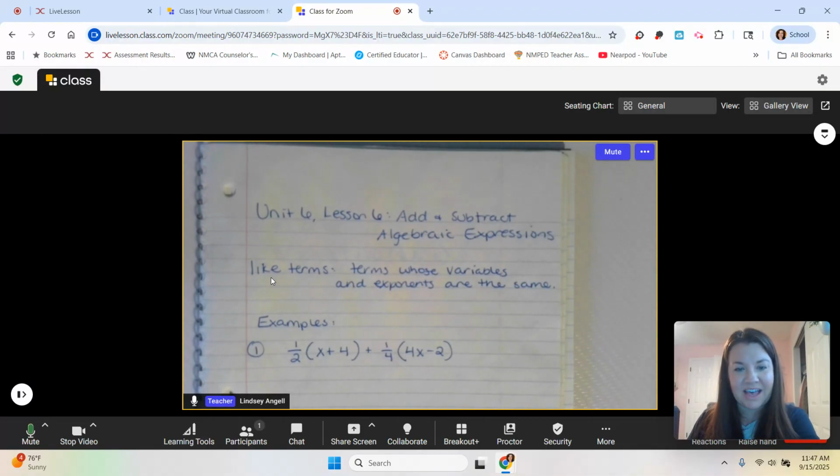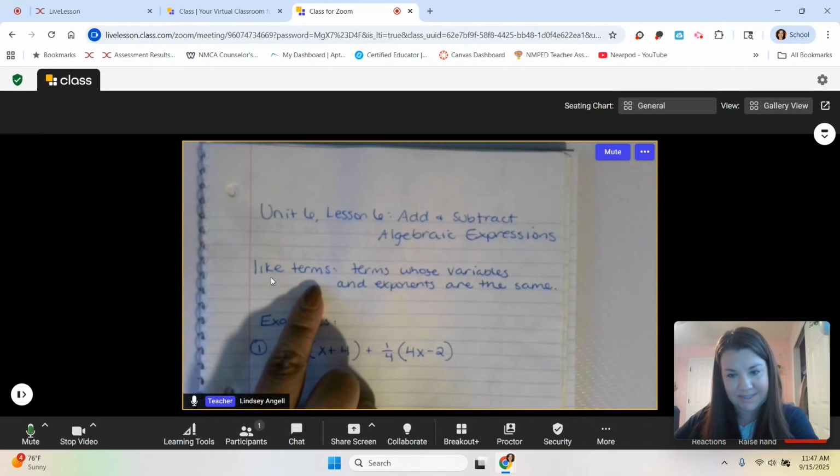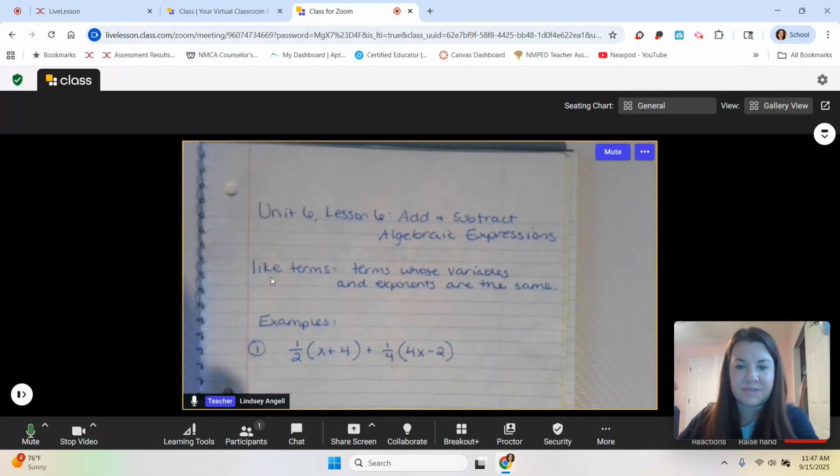So a new term: like terms, right? Which are terms whose variables and exponents are the same. So you can combine x's together. You can combine y's together, right? You can't combine an x and a y, right? That'd be like combining apples and oranges and asking how many oranges you have, okay? So that just doesn't work.